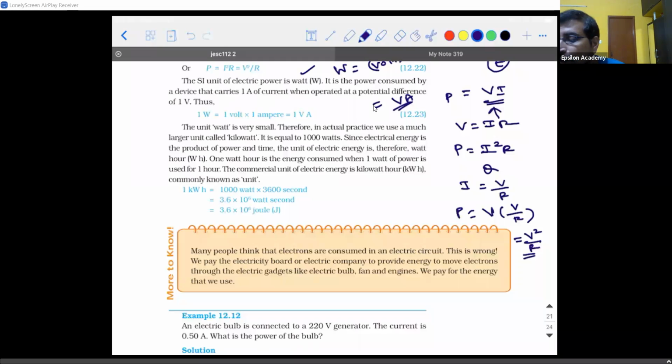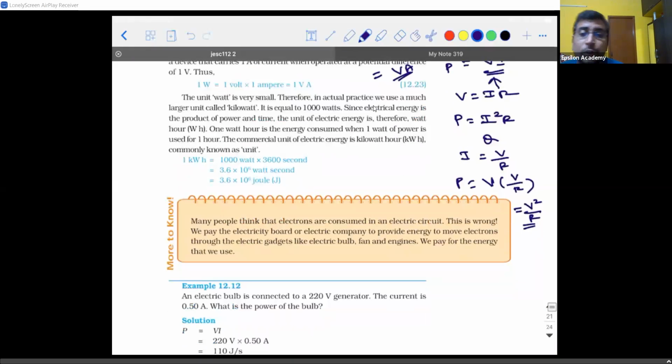So that unit is called the commercial unit of electrical energy, and the government will measure the amount of energy that you have consumed in terms of kilowatt hour. Okay, let me read it out. The unit of watt is very small. Therefore, in actual practice, we use a larger unit called kilowatt. Kilo means 10 power 3. So 10 power 3 watts is called 1 kilowatt.